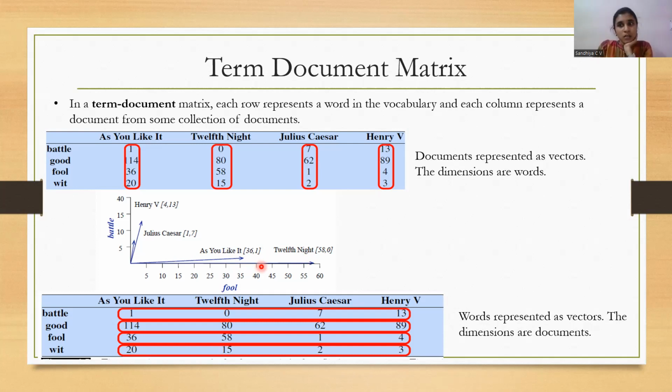Cosine similarity. Cos theta, correct? So I'll just figure out cosine. If they're pointing in the same direction, then theta is 0, the angle between them is 0, and cos theta is 1, of course. Okay, we'll come to that.